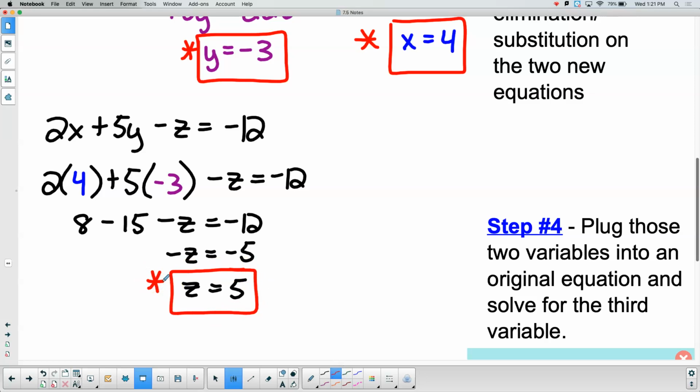Now what? Now what, Emma? Check it in all three equations, right?